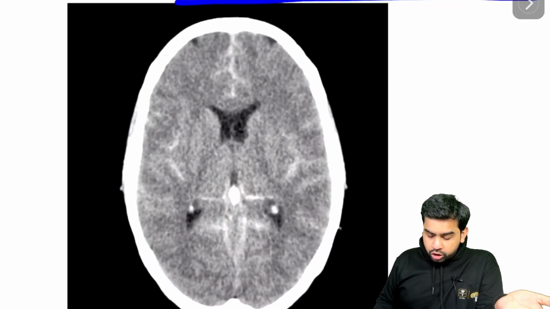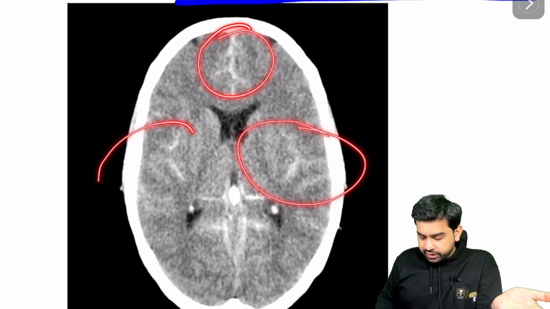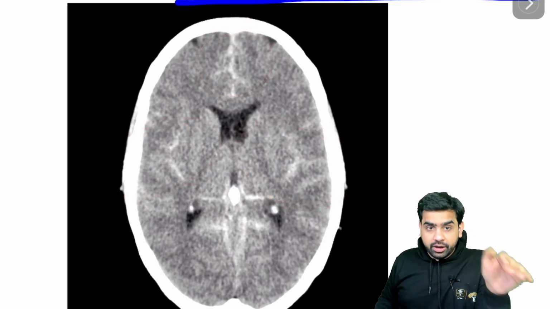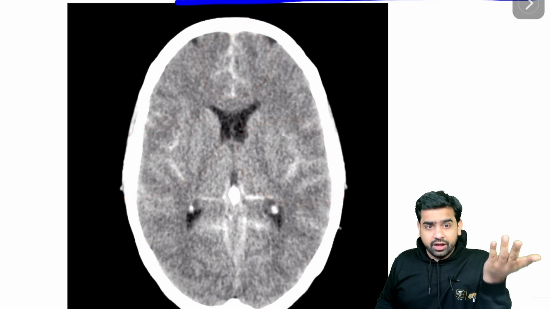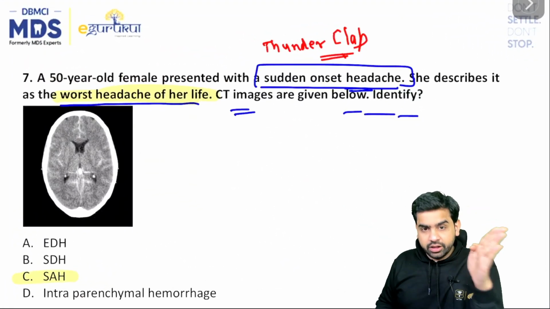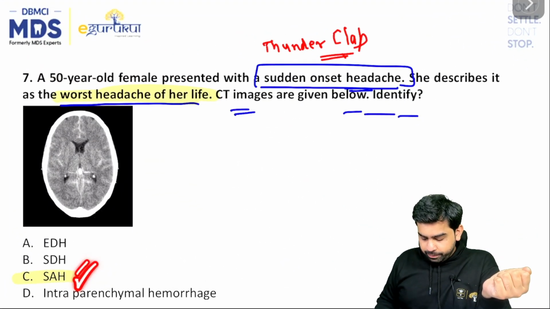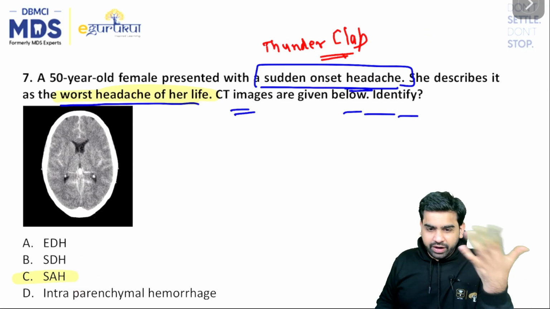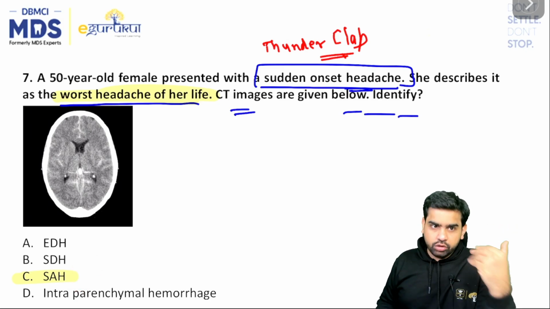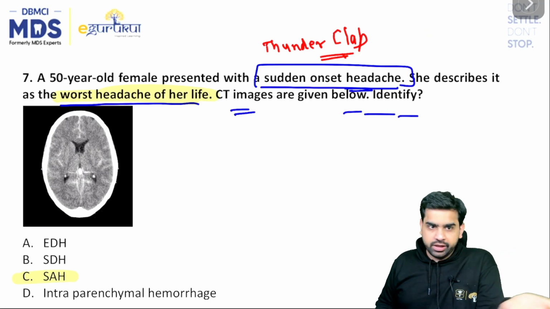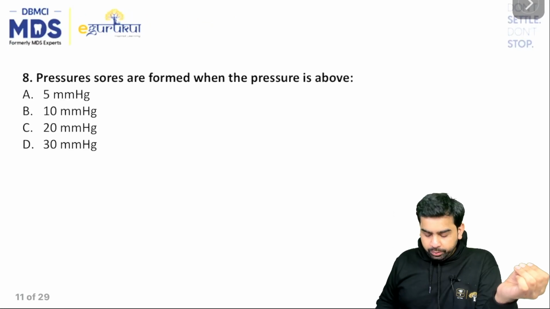If you look at the image, you are able to appreciate that these particular areas are the places where the blood is present in the sulci and the gyri, and that is telling you that there's blood in the subarachnoid space, and that is why the diagnosis over here is a subarachnoid hemorrhage. Frankly, the image is there and you can use that, but it will be a bit difficult for you. But based on the history, definitely you would have said that the diagnosis is a subarachnoid hemorrhage.